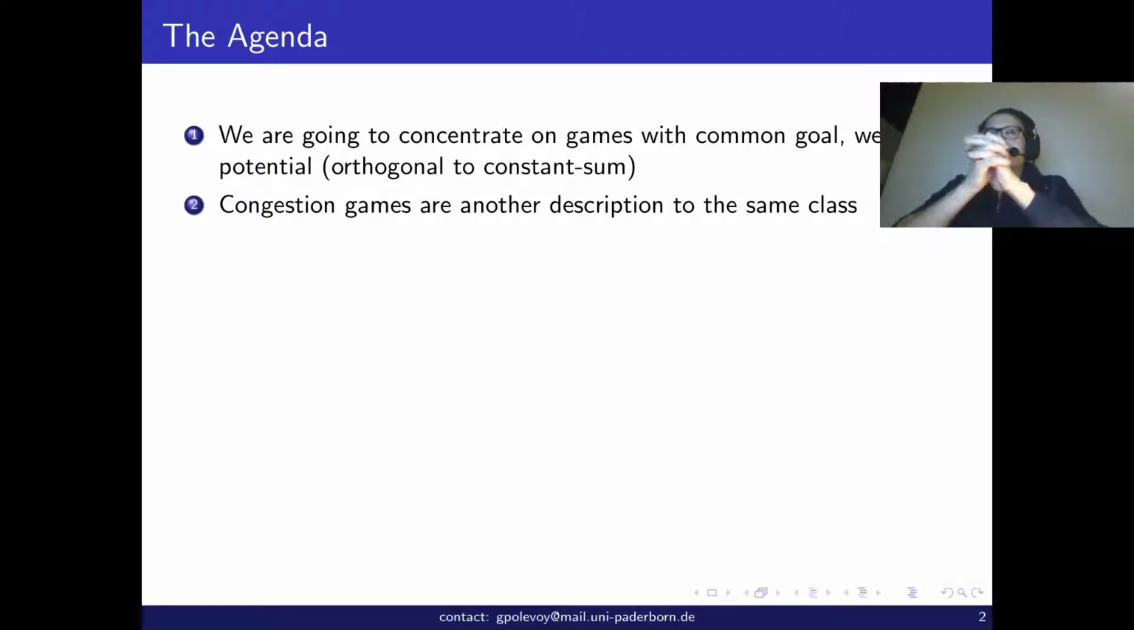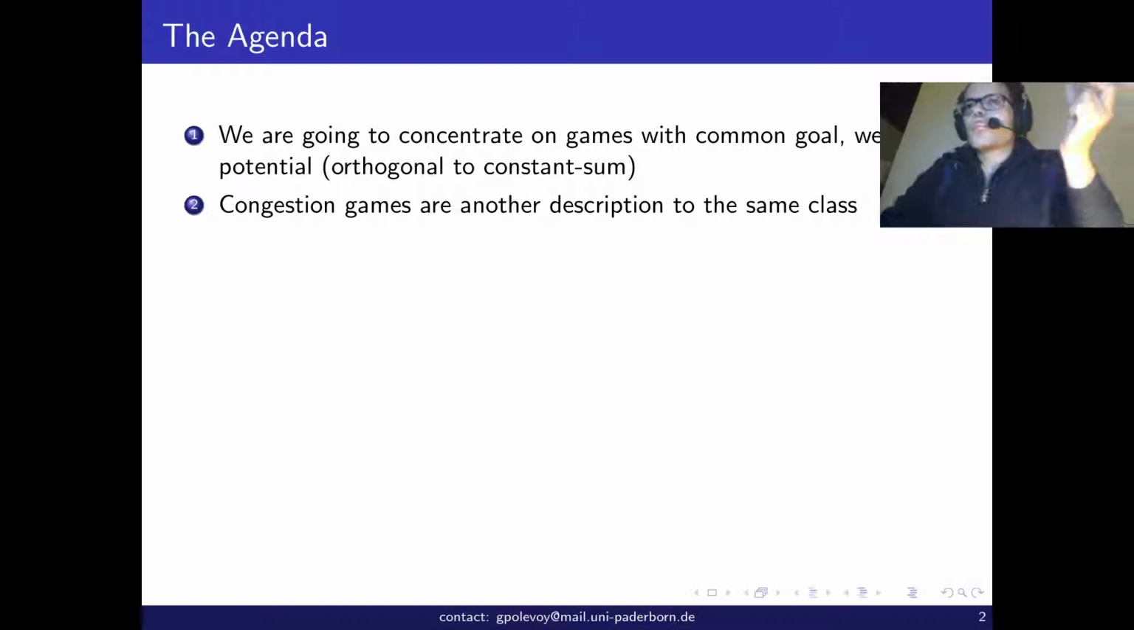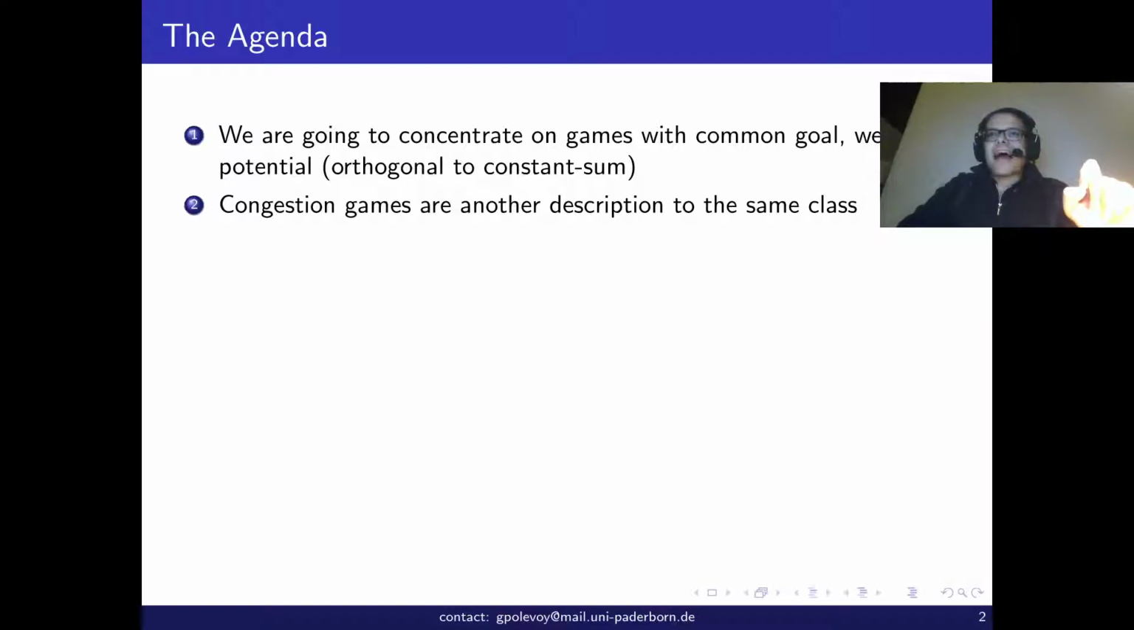And usually such games are not studied at all at the basic course. Usually the games which are studied at the basic course are in a way orthogonal to potential, namely constant sum or zero sum games. Because in the constant sum games, all the players are rivals. So they actually have exactly opposite goals. I think, however, that both classes, potential and zero sum, are very important.